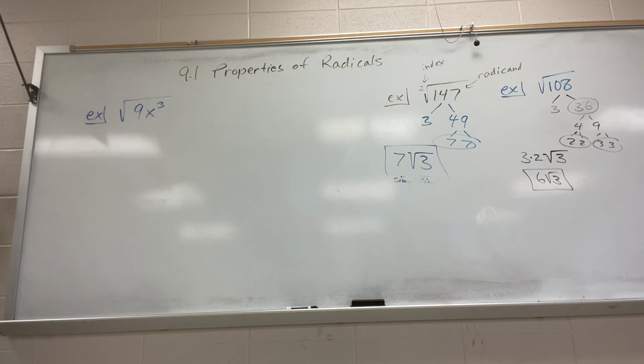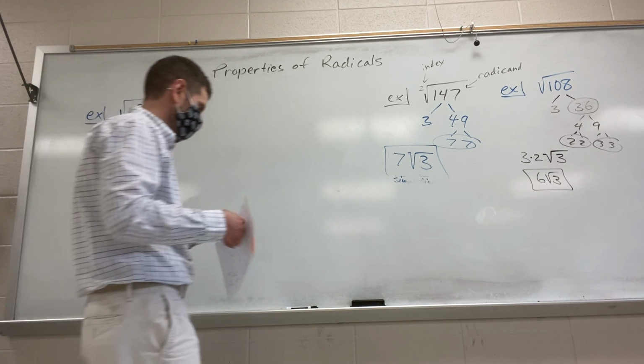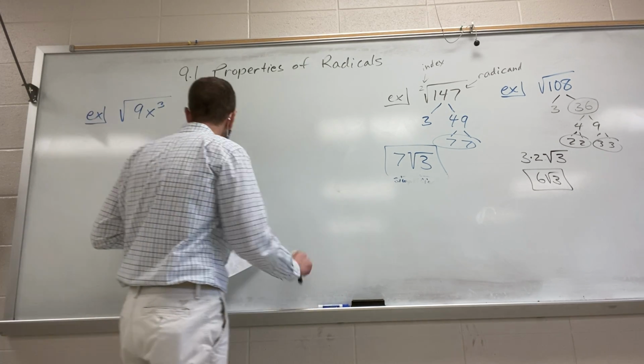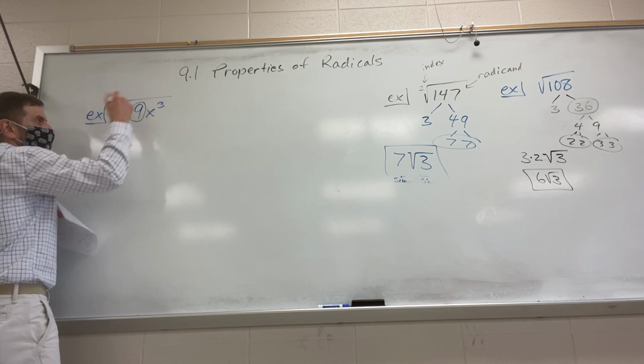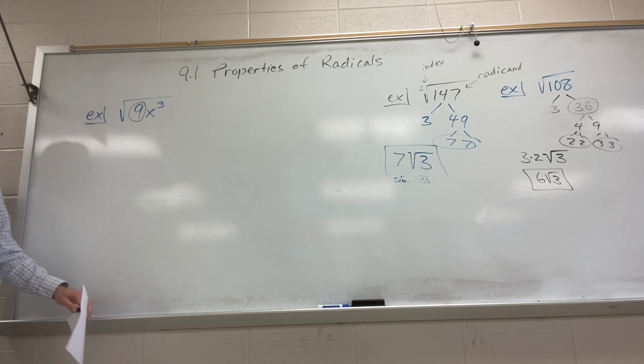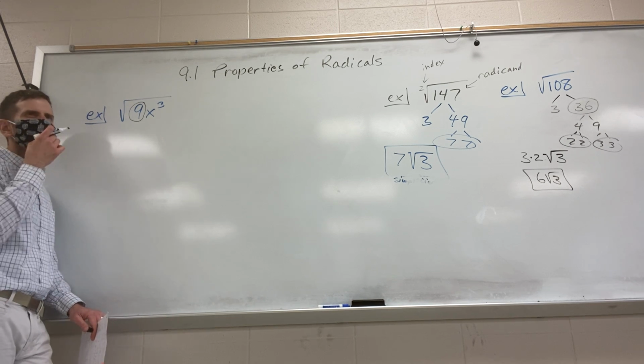Alright, square root of 9x to the third. So now we got a variable in there. Well, that wouldn't be completely simplified. You'd be getting there though. So it sounds like you guys are totally confident in this being a perfect square. Yeah. But 3's not. But 3 is an exponent, isn't it?